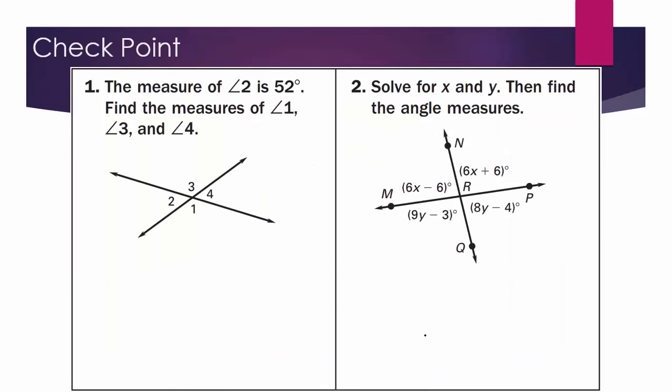All right, checkpoint number 1 and 2 are yours. For checkpoint problem number 1, the measure of angle 2 is 52 degrees. Find the measures of angle 1, angle 3, and angle 4. For checkpoint problem number 2, solve for x and y, then find the angle measures. So in problem number 2, you need to find what x is and what y is, and then plug it into the angle expressions to find out what the measures of the angles are.